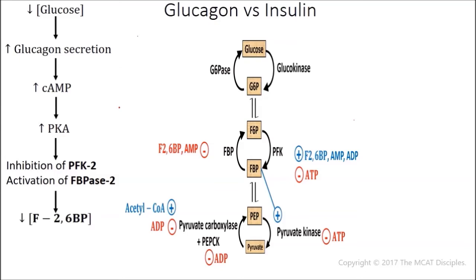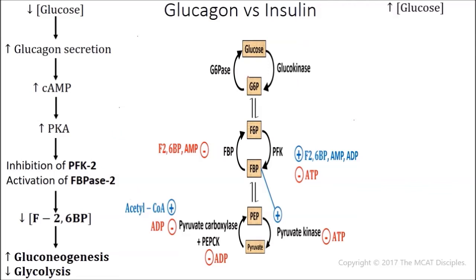What did that do then? That'll decrease fructose 2,6-bisphosphate concentrations, and that will increase gluconeogenesis and decrease glycolysis. Not complicated. That all makes sense. You don't even have to memorize this because that just makes sense.